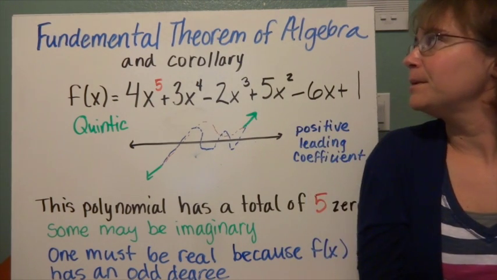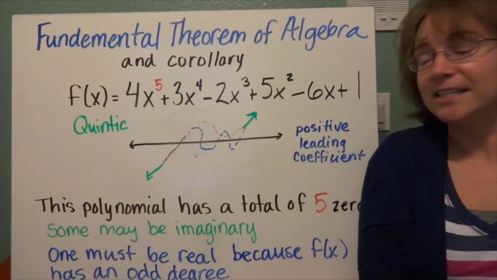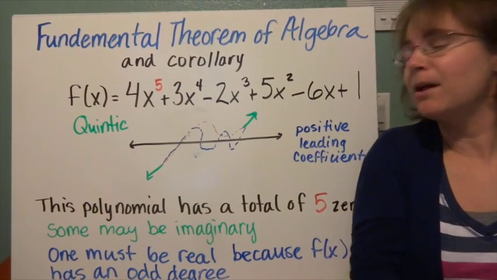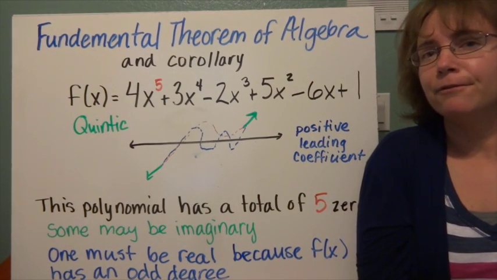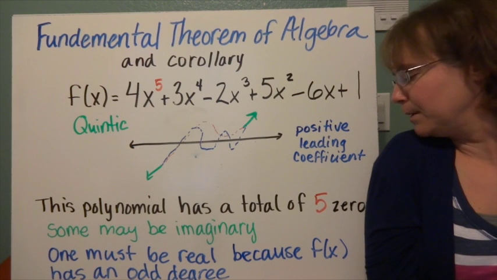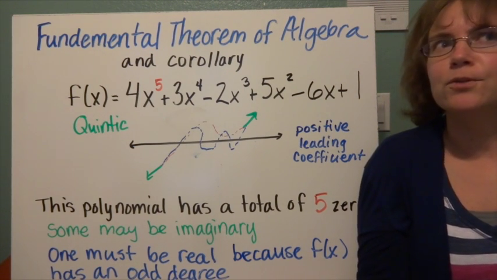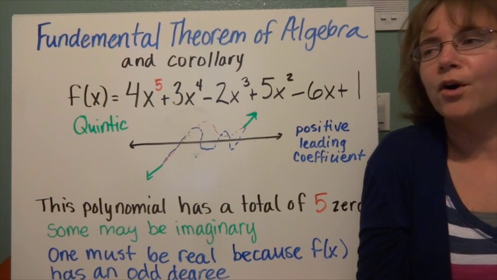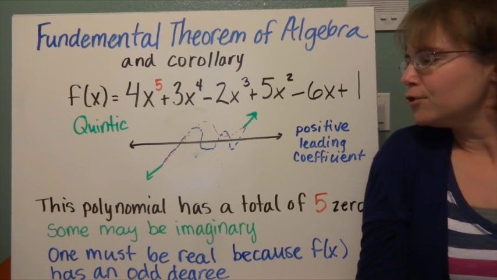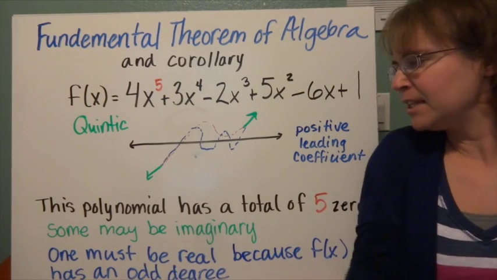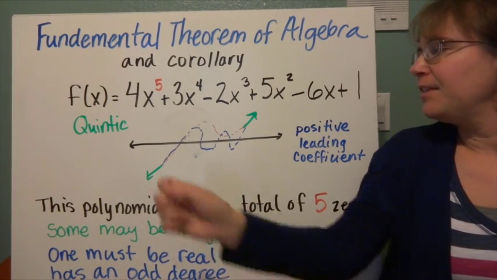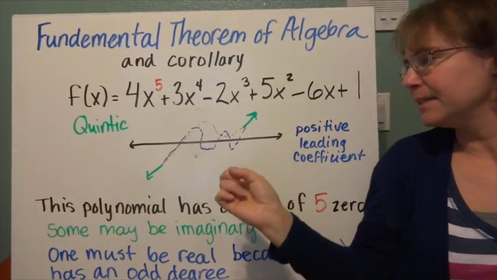So that's what the fundamental theorem of algebra and its corollary state, that if I have a fifth degree polynomial, I know it's going to have 5 roots. Now, not all of those roots will be real roots. Some of them may be imaginary. And what I mean by real roots are like the square root of 5 or 2 or negative 1. Those are all real. Any ones that include i would be imaginary, and they wouldn't show up on our x-axis.